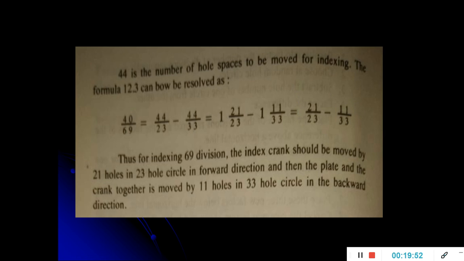To have 69 equal parts on the outer periphery of the work surface with compound indexing, the crank should be moved by 21 holes in the 23 indexing hole circle in the forward direction, and the crank and the plate should move by 11 holes in the 33 indexing hole circle in the backward direction. If you do it like this, exactly 69 teeth are going to be formed.